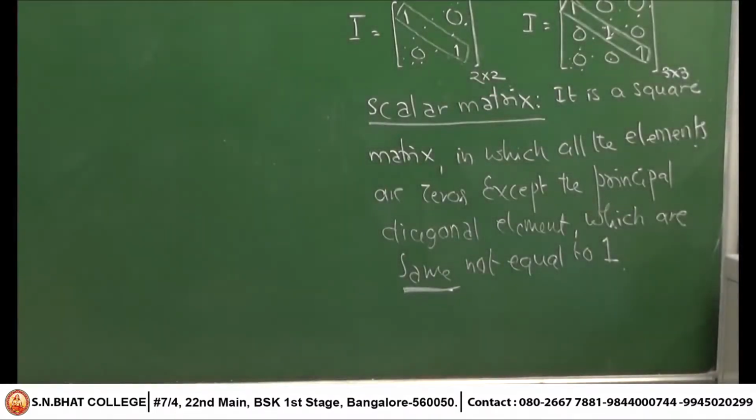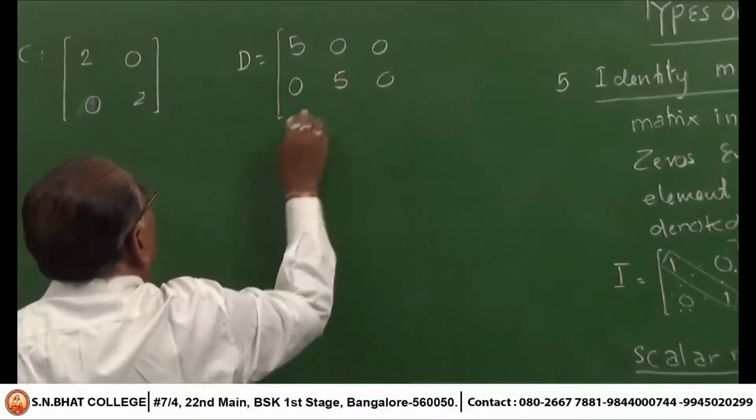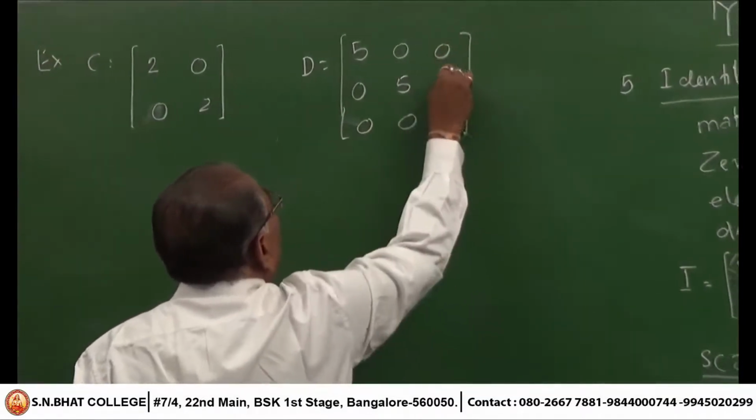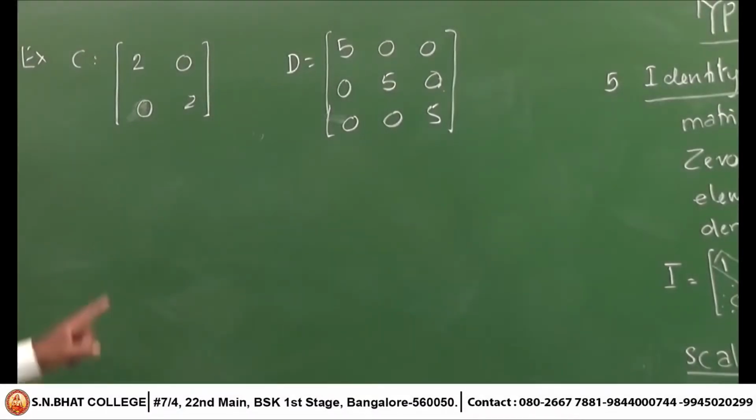Example is C is equal to 2, 0, 0, 2. This is one example. D is equal to 5, 0, 0, 0, 5, 0, 0, 0, 5. These two are the examples for a scalar matrix.